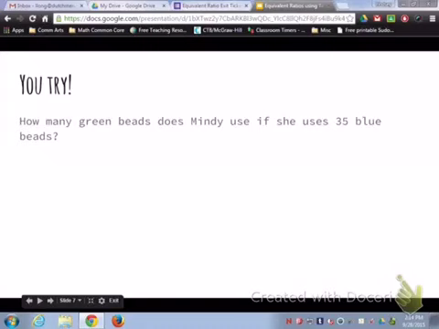Now you try. How many green beads does Mindy use if she uses 35 blue beads? Work it out, pause the video, and I will show you the answer shortly.